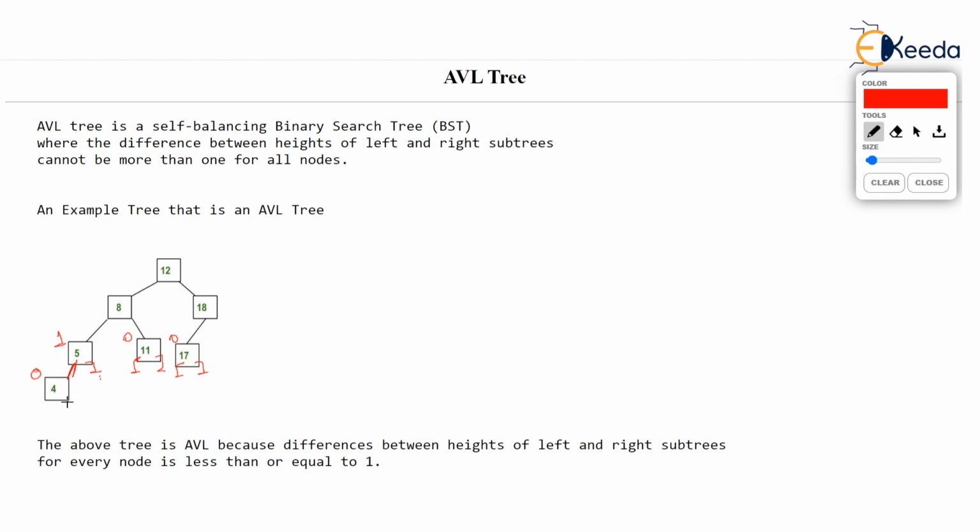Come up by one level. 8. Now the left height of 8 is 2. 2 levels on the left. And right height of 8 is just 1. So 2 minus 1 is 1, which is allowed. Now 18 is balanced because left height is just 1, right height is 0. So difference is 1. And finally this 12, the root. See the left height. Left height is 1, 2, 3. The right height is just 2, isn't it? So 3 minus 2, which is 1. So all nodes are obeying the rule, correct? So hence we can say this tree is balanced.